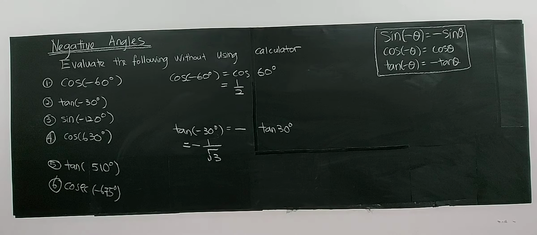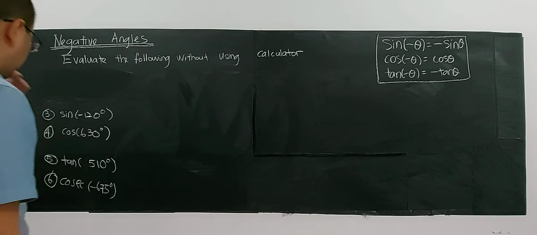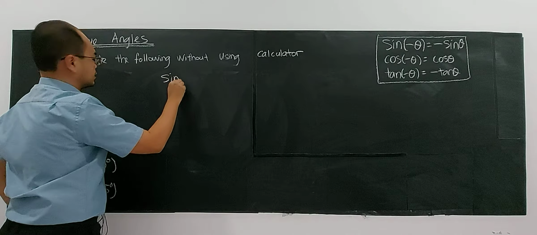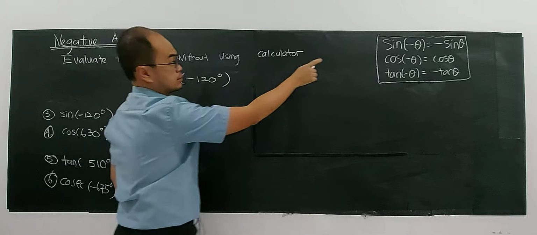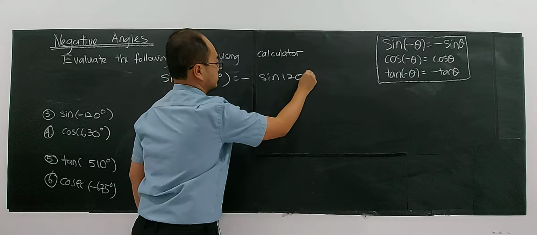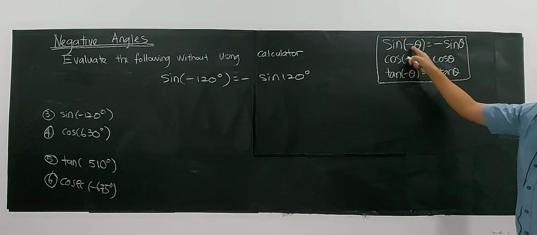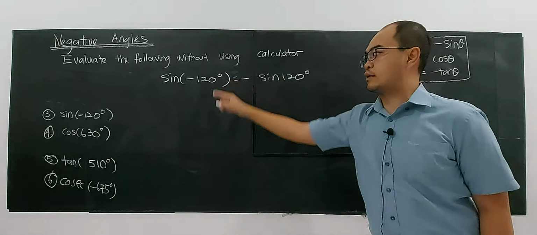Let's look at part 3 and part 4. This is applying the negative angle. Sine negative 120: sine negative theta is the same as negative sine theta. Based on this negative angle formula, we have sine negative theta is the negative of sine theta.